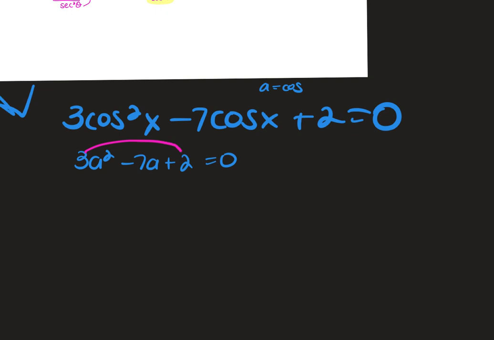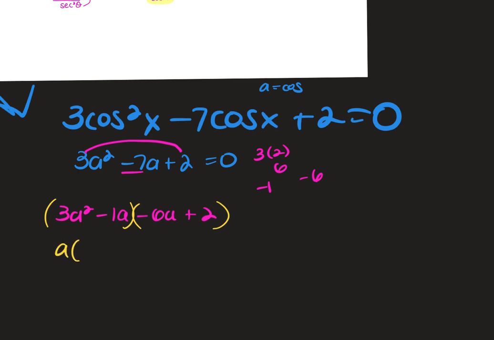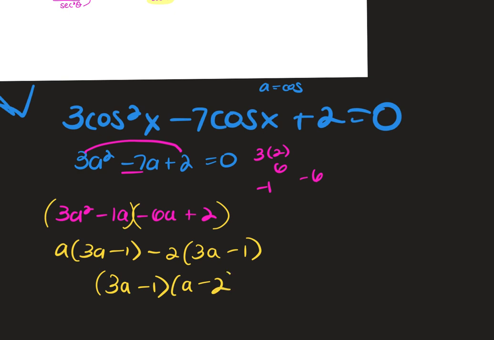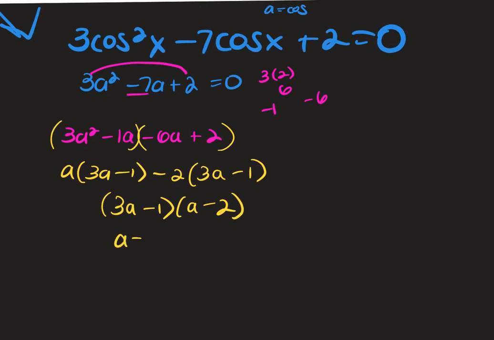And then we multiply first times last. 3 times 2 is 6. Factors of positive 6 that sum to negative 7 would be negative 1 and negative 6. Plug those back in place of this negative 7a, so negative 1a, negative 6a plus 2, and then factor by grouping. So you take out an a, and you get 3a minus 1. Take out a negative 2, and you get 3a minus 1. 3a minus 1 times a minus 2. A equals 1/3, and a equals 2.